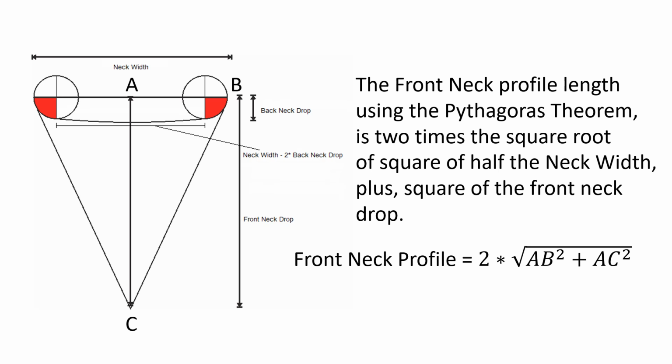For the V-neck, the back neck drop profile calculations are the same as discussed earlier. For the front neck profile, if you look at the illustration, the calculation is simple. We apply the Pythagoras theorem. The front neck profile length is 2 times the square root of the square of half the neck width plus the square of the front neck drop.